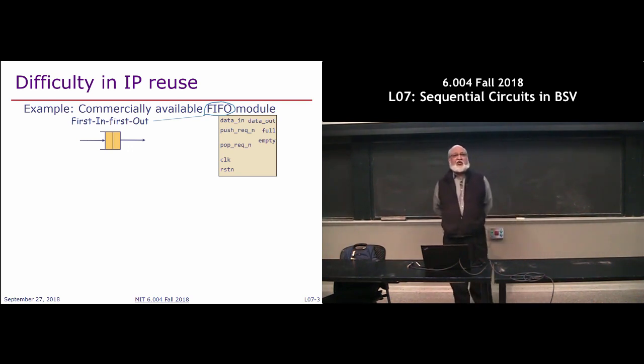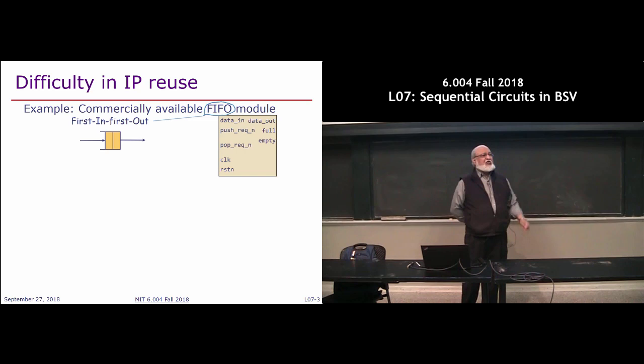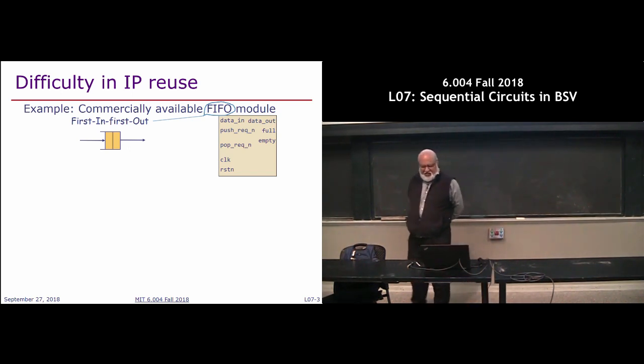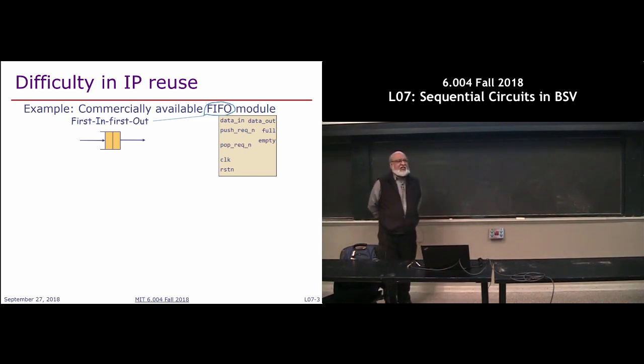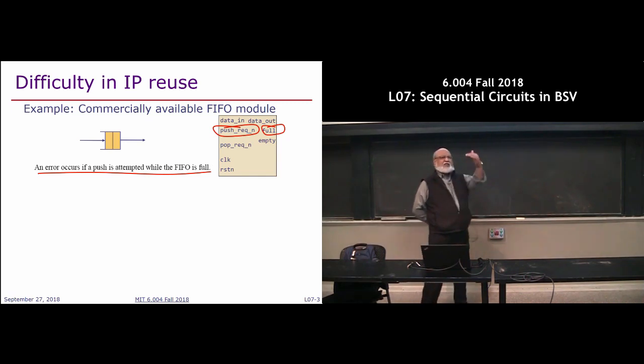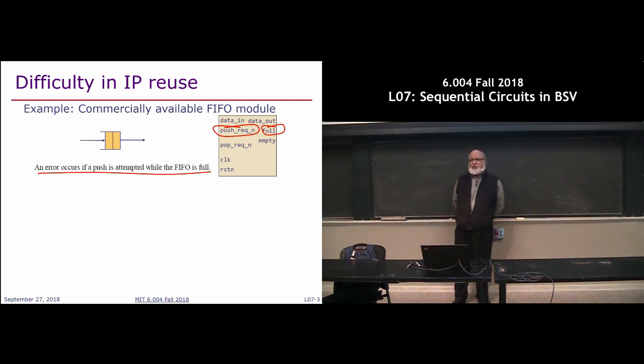So I was told that N refers to, if you know Verilog, an inverted signal, so low means high in this case, low means 1. That's just a naming convention that is used in Verilog, and clock input and reset input. Now I'm reading this description. Okay, so it says, an error occurs if a push is attempted while the FIFO is full.